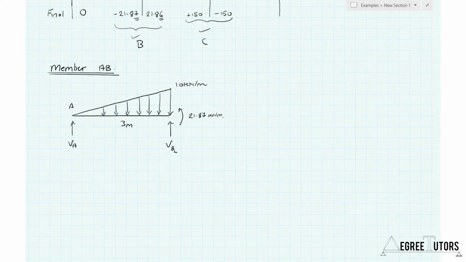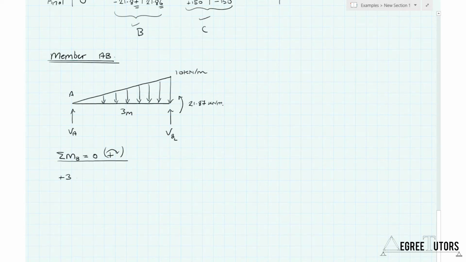So we have two unknowns in this particular free body diagram, and so we're going to use two of our equations of equilibrium to determine those unknowns. So I'm going to start off by considering the sum of the moments about point B, which is going to yield VA. So the sum of the moments about point B must equal 0, and I am going to assume a sign convention where clockwise moments are positive.